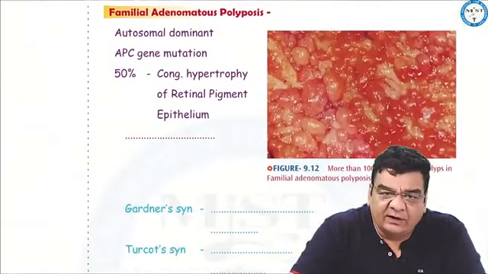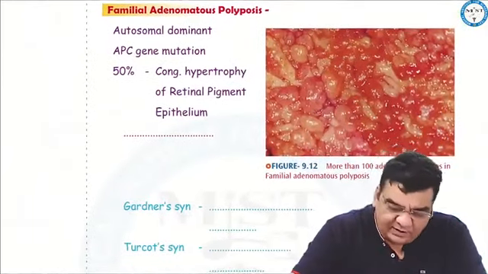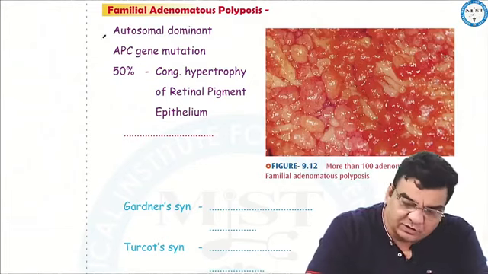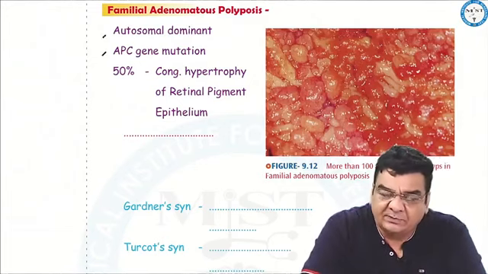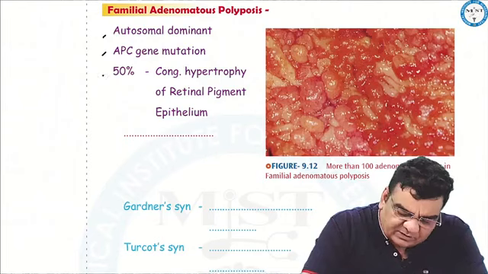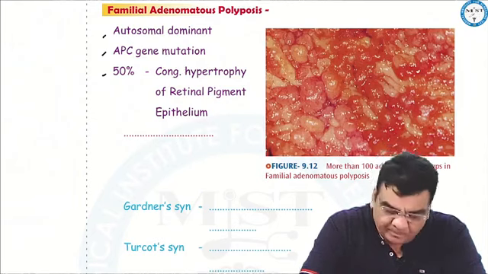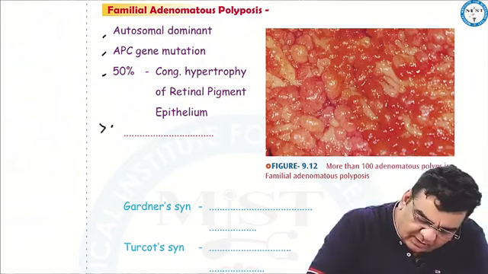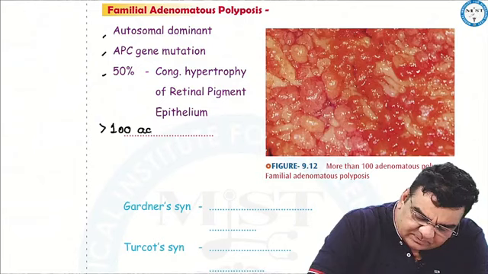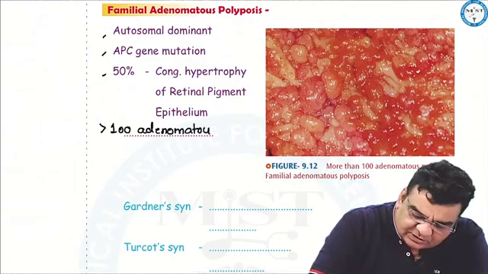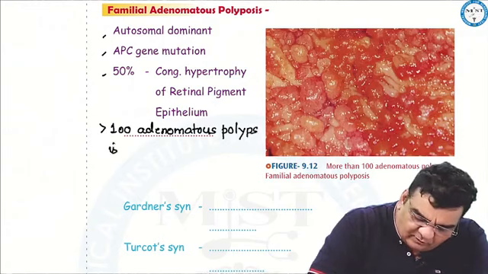Now, a bit of familial adenomatous polyposis. It is an autosomal dominant condition associated with mutation in the APC gene. In 50% of patients of FAP, there is congenital hypertrophy of retinal pigment epithelium. More than 100 adenomatous polyps is diagnostic of familial adenomatous polyposis.